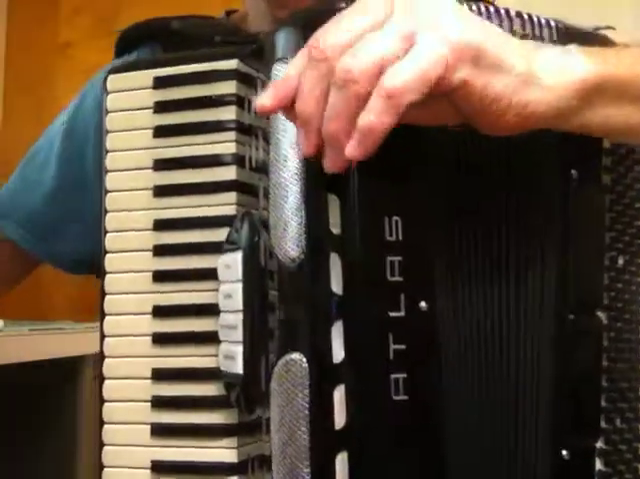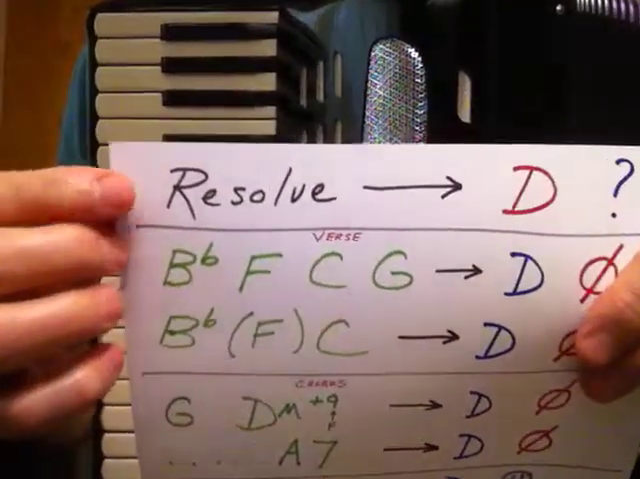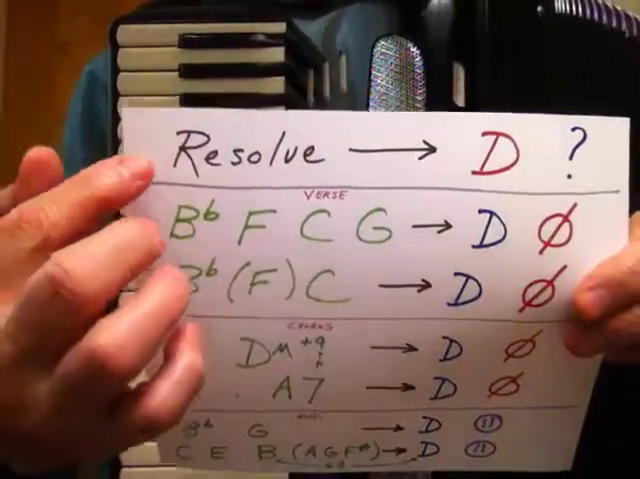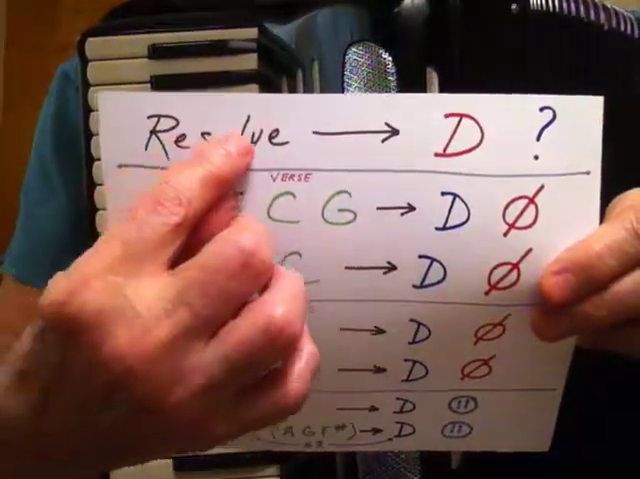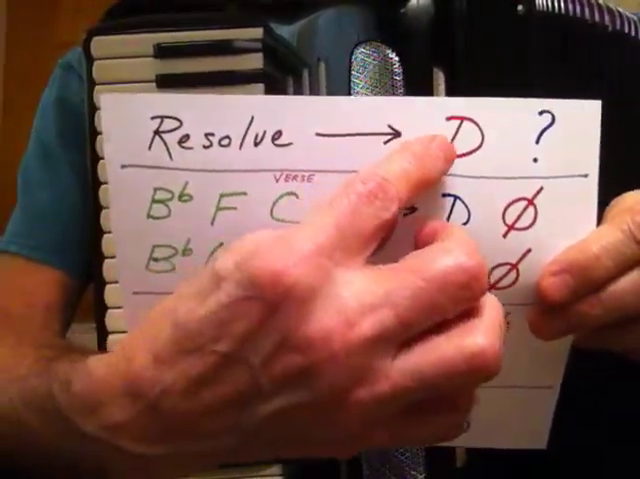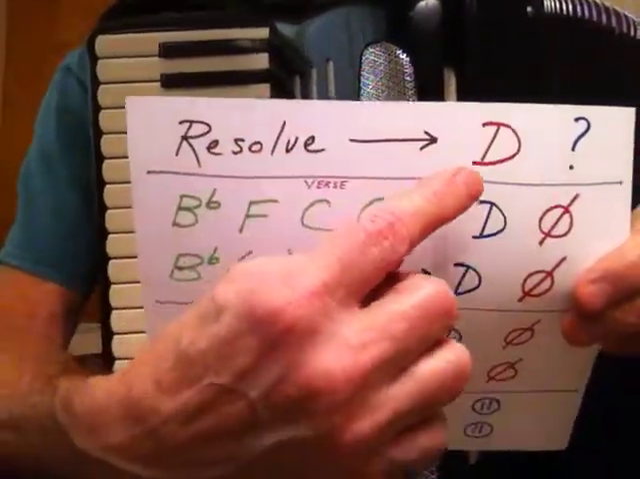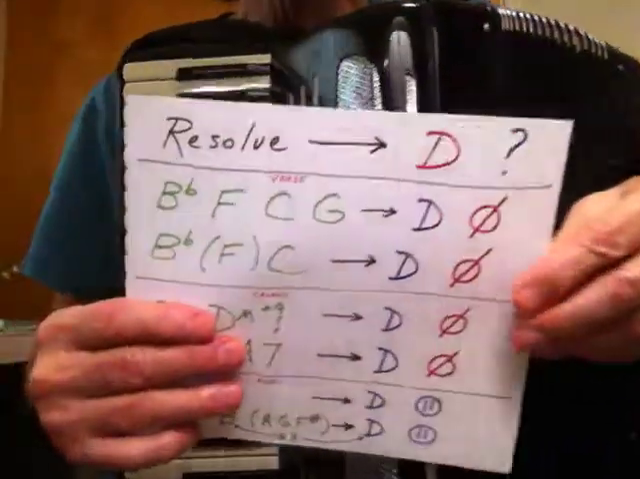Now, another thing that he is very good at is holding off on resolution. In other words, in this song, with the D tonal center, you expect at some point for the music, the lines of music, the chords, the flow to resolve to D. You're waiting for it. But it doesn't really happen.